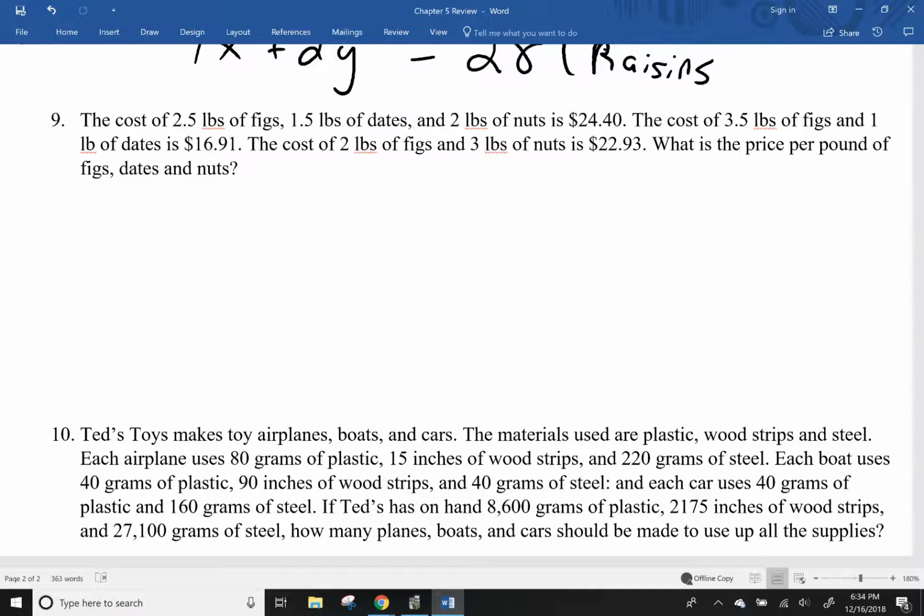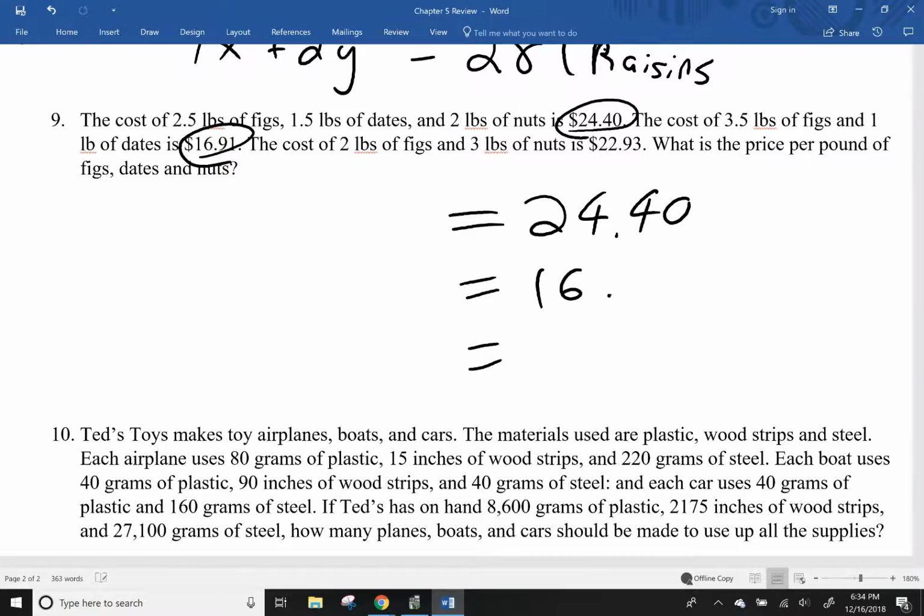Now, keep in mind, we're going to have 3 equations here. These equations are not for figs, dates, and nuts. These equations are for prices. So our total is $24.40. Our total $16.91. And our total of $22.93. Again, I like to write those totals first because it helps me identify what I'm supposed to make the equations out of. So $24.40 is made up of this data, right?